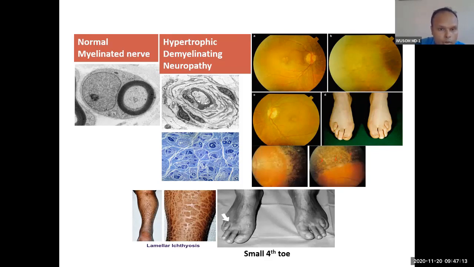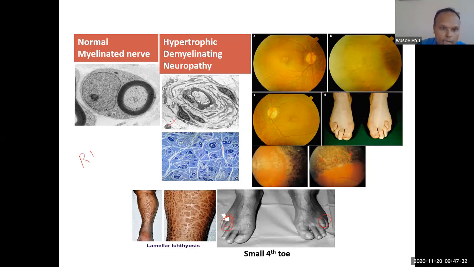You can see this is normal myelin. You can see hypertrophic myelin there on biopsy. Hypertrophic neuropathy is there. And a very classical feature, you can see a small, short fourth toe is also seen here. Ichthyosis, you can see scaling.